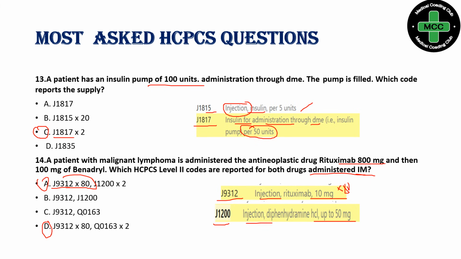And J1200 is up to 50 mg. They have given 100 mg, 50 plus 50, so J1200 with units 2. Option D has Q0163, which is an oral drug. But in our question both drugs are given intramuscular, that means injection. So we need to select answer A. Option A is correct.